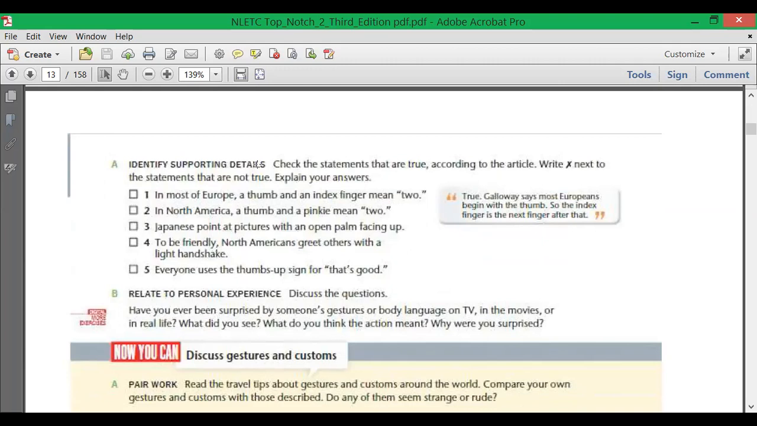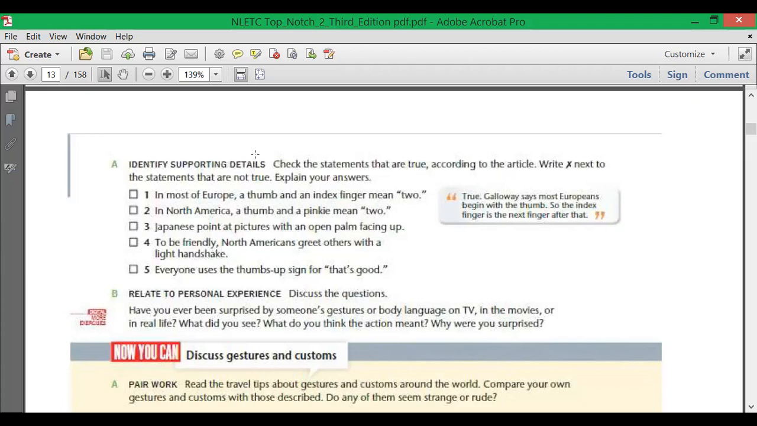Identify supporting details. Check the statements that are true. According to the article, write X next to the statements that are not true. Explain your answers. Okay, it says identify supporting details.